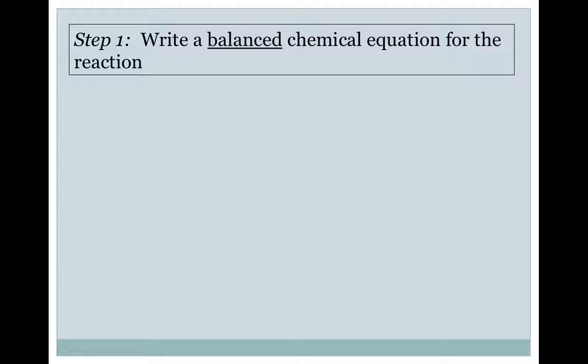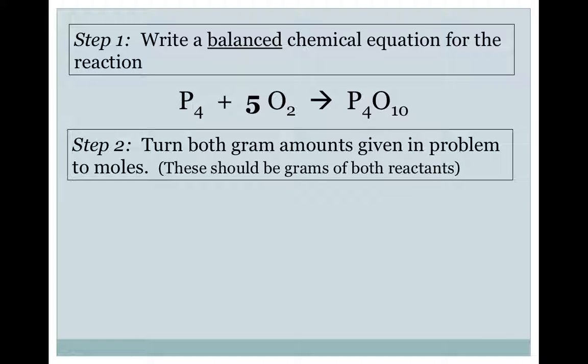Like we were doing with all the stoichiometry, your first step is to have a balanced equation. So you see here you have P4, the phosphorus, plus O2. It's going to make P4O10, and then you balance it. Make sure it is balanced. The second step is you're going to take both gram amounts in the problem and turn them into moles. So here is the key difference between stoichiometry and limiting reactant.